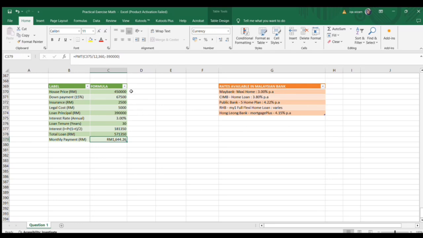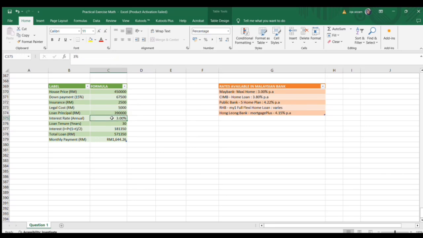First, we got the house price, which is 450,000 ringgit. Next, the down payment. For the down payment, we take the house price and multiply it by 50%, and then we will get 67,500 ringgit. Next is insurance, 2,500 ringgit, and legal cost is 5,000 ringgit. For the loan principal, I take the house price, minus the down payment, and plus insurance and legal cost, and then we got 390,000 ringgit.